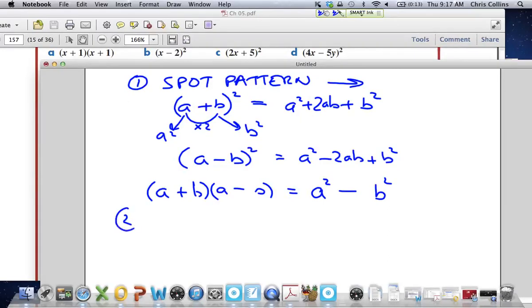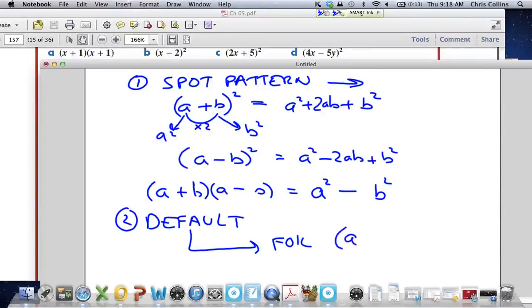Now remember though, default, if you cannot spot the pattern at any time in your life, you're going to go to the FOIL method. The FOIL method is always going to be there for you. You can always use the FOIL method in any situation. You can always just say, oh, I'll just do this, and I'll just do this, and you can always get your answer. So that's the background to the problem. So now I'm going to go through the solutions up here.